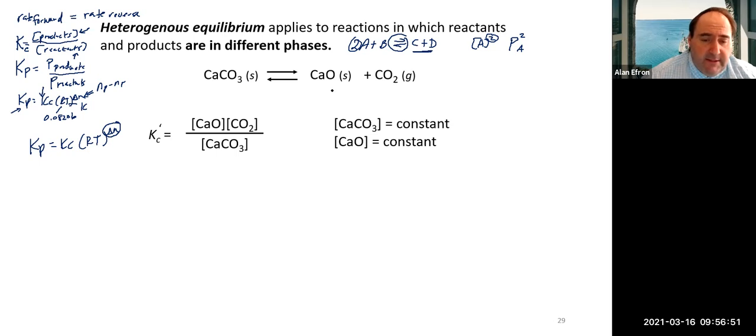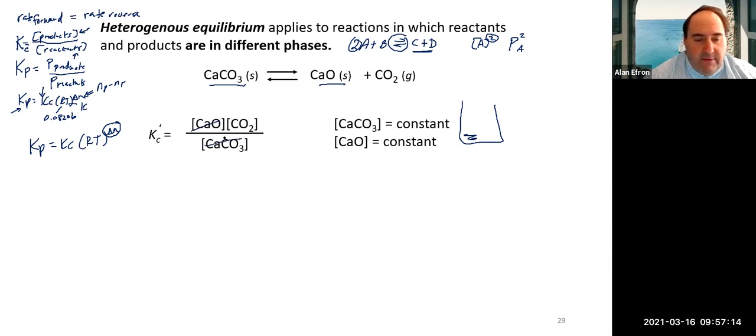We have this guy's a solid, this guy's a solid. And to be honest with you, the solid is pretty much not participating. You can kind of think about it as almost like sitting on the bottom there, not really doing much at any particular point. They do remain relatively constant, which means if we were to write our equilibrium expression, we actually would want to not include those in there.